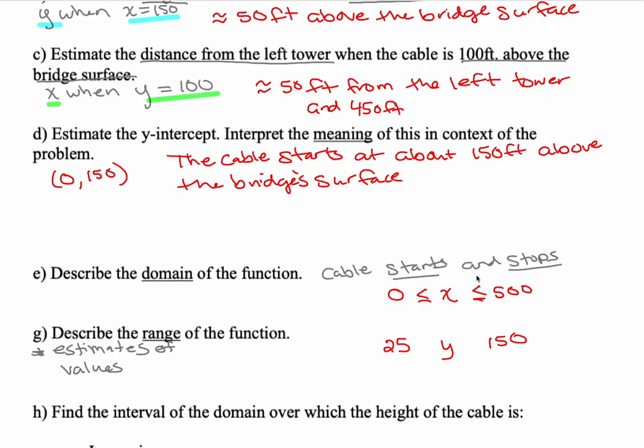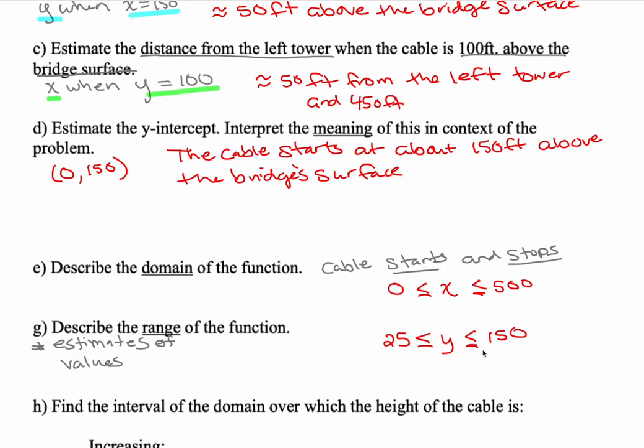Now to fill in the inequalities, we know that all of the cable will be between the heights of 25 and 150. So we know that 25 is the smallest, so 25 is less than, and we will put the equals to sign because it can be at that height. And then y is going to be less than 150 feet, but it can be at 150, so we'll put the equals to sign. So our range is 25 is less than or equal to y, which is less than or equal to 150.